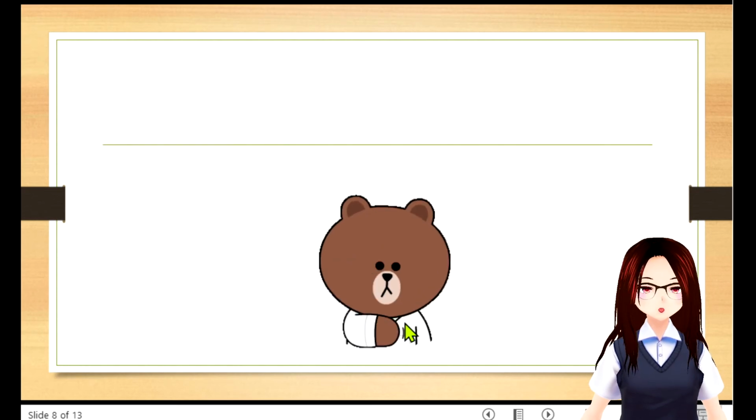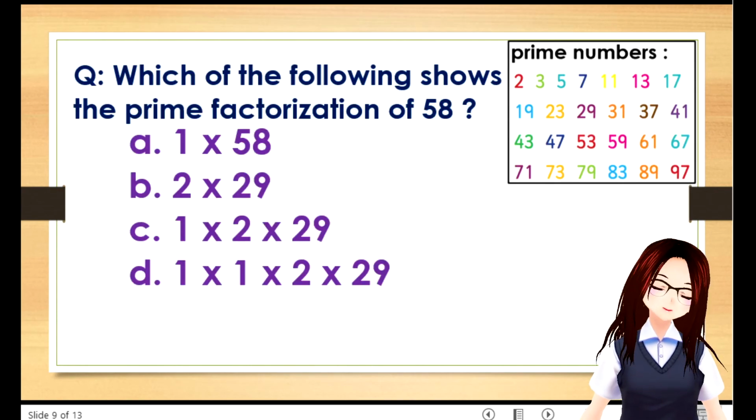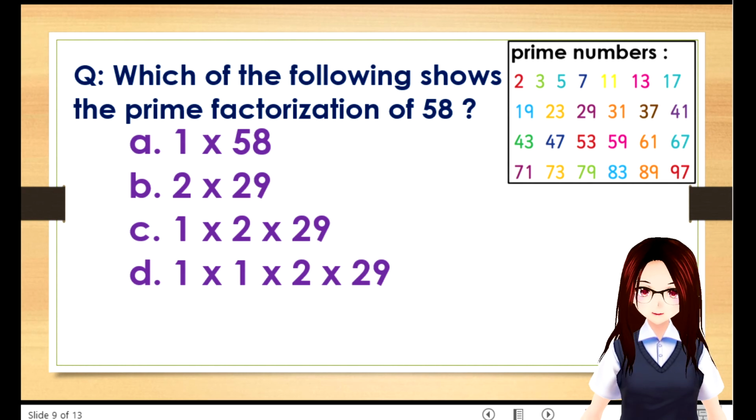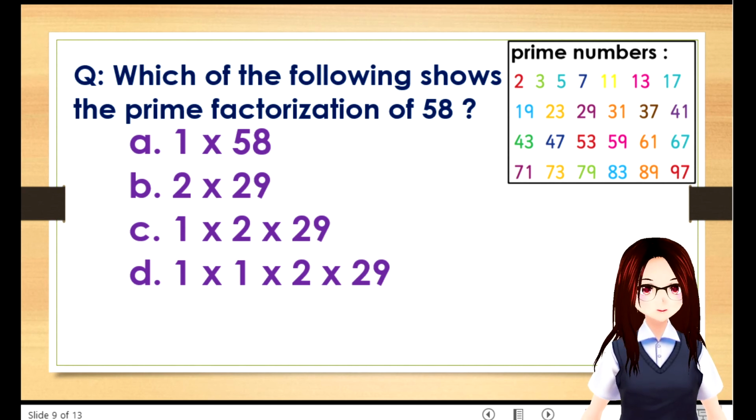Okay, now let's work together and practice. I'm going to give you 20 seconds to answer each question. Find the prime factorization. Okay, ready? I'll read the question first and then I'll start the timer. Which of the following shows the prime factorization of 58? Go!